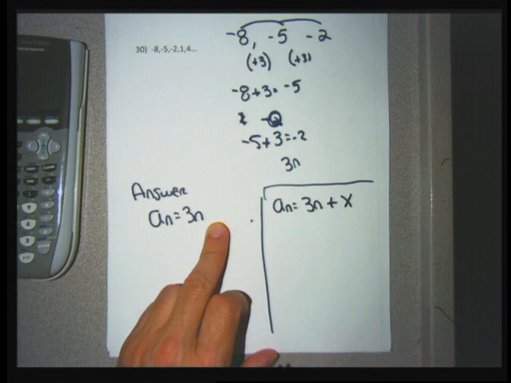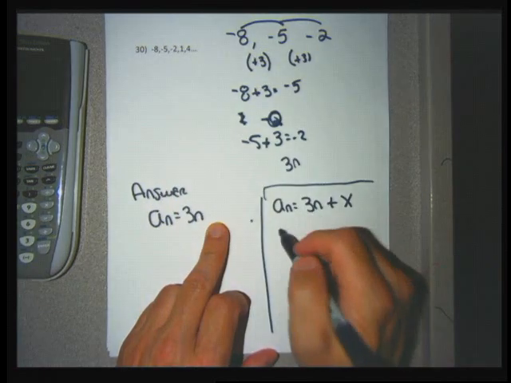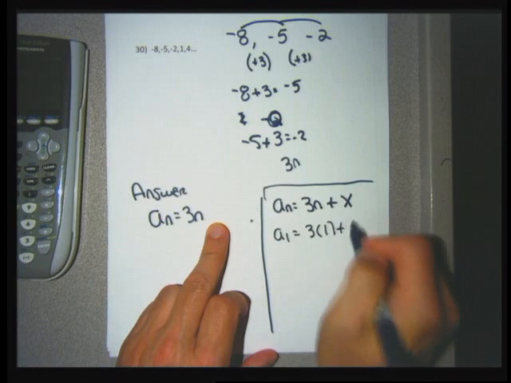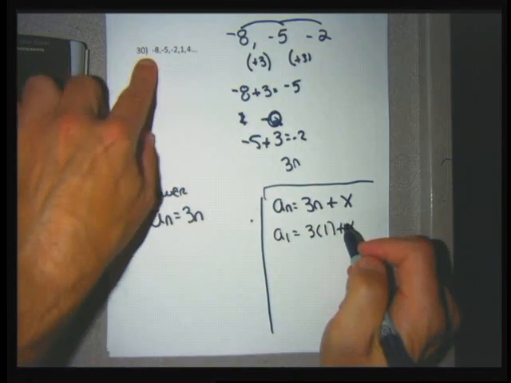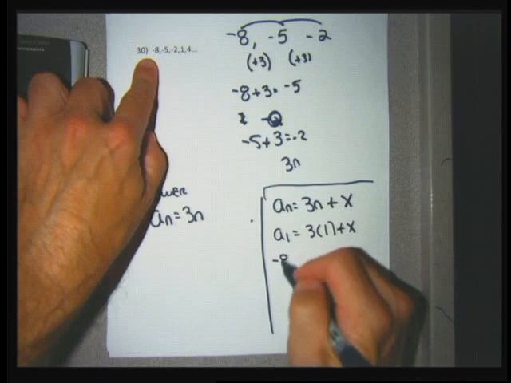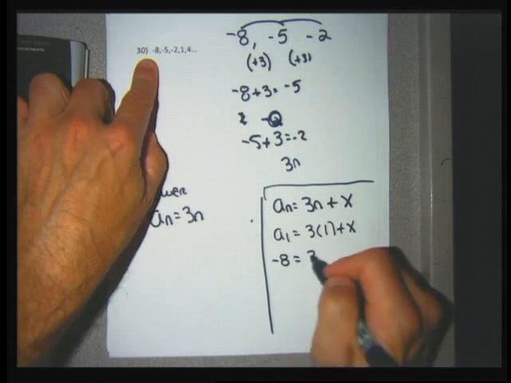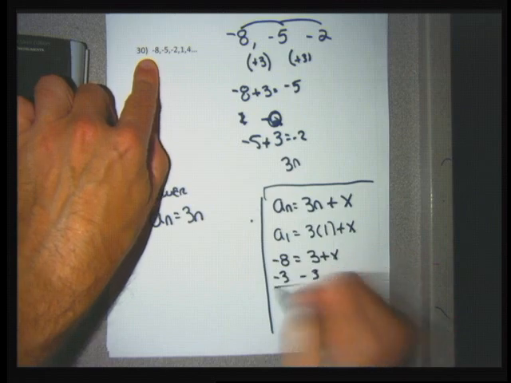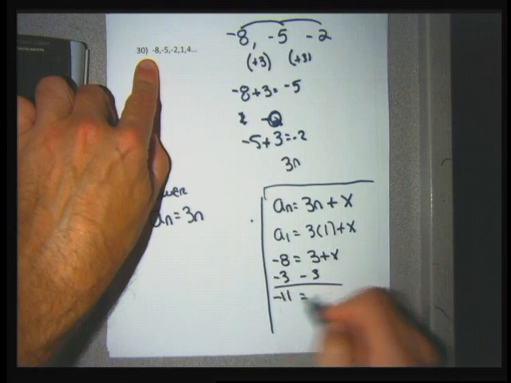I need a 3n because to get from number to number on the list, you add 3. Now I'm going to go a sub 1 equals 3 times 1 plus x. A sub 1 is the first number in this list, which is negative 8. So I get negative 8 equals 3 plus x. And then I'm going to minus 3 from both sides and get minus 11 equal to x.